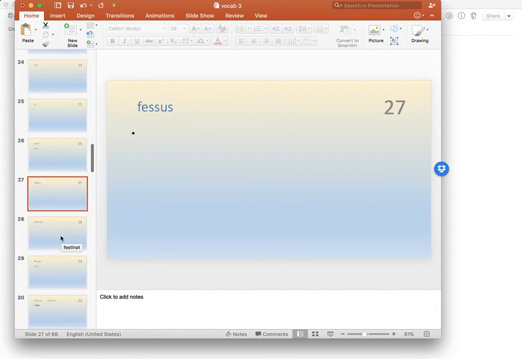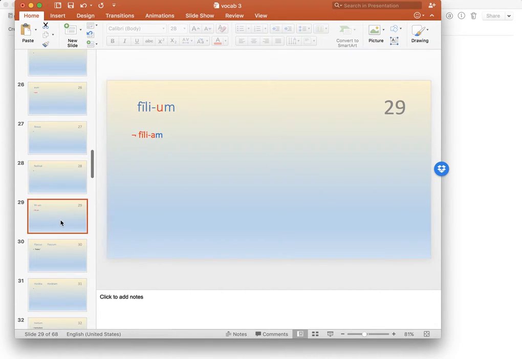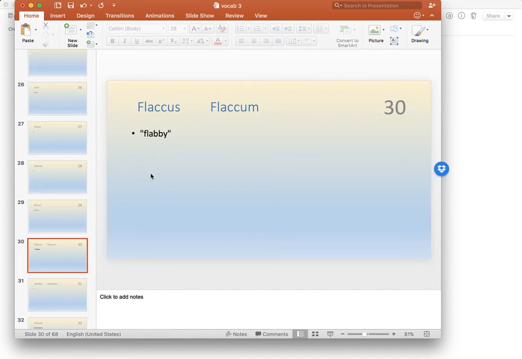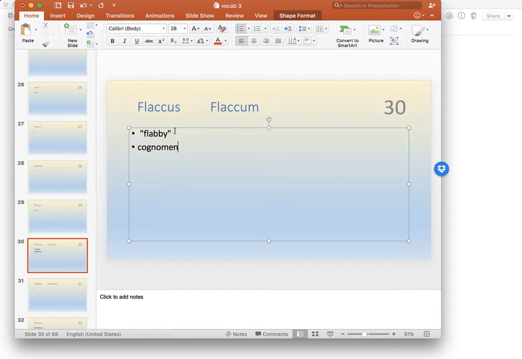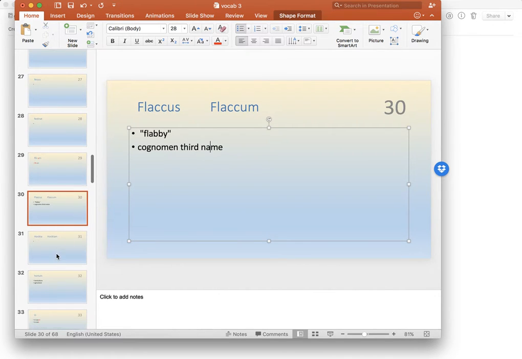Fessus, tired. Festinat, hastens or hurries. Filium means son. Filiam with an A means daughter. Same distinction that we had before. Flaccus, the cognomen. It is the third name of the three Roman names. It's usually a nickname. This one means flabby or pudgy.